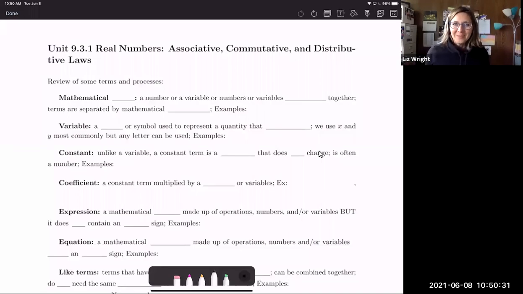Hi everybody, in this video we are going to be talking about unit 9.3.1, which is real numbers, associative, commutative, and distributive laws. This is one of those topics that usually takes a little bit longer for students to grasp. And so if you need to rewatch this video or you need to slow me down and put me on slow motion as I'm working through this, please do that.